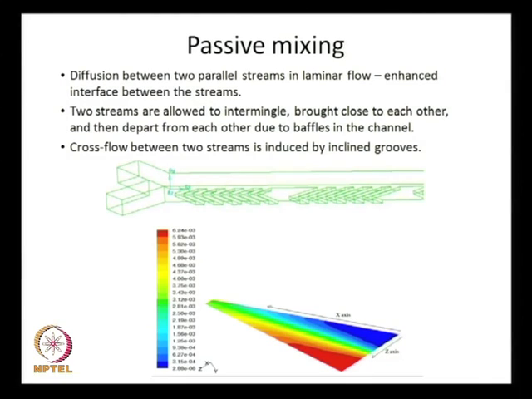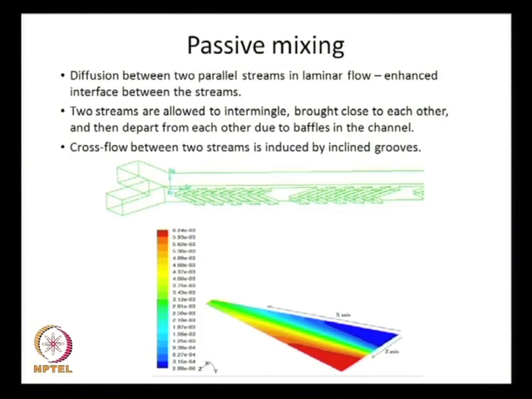Why do you need such cross flow? After all, diffusion will ensure that there is a mix. If two layers are flowing side by side, you know that there would be diffusion, and that diffusion will ensure that mixing takes place, and if they are immiscible, then they will never mix. So, what is the purpose of having this cross flow?